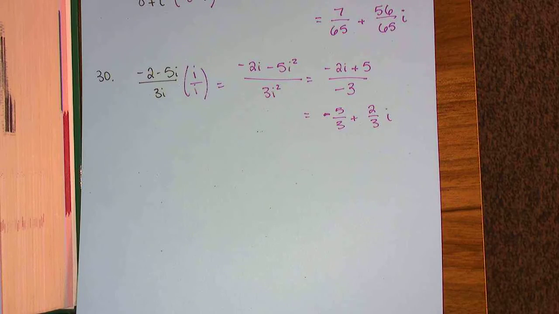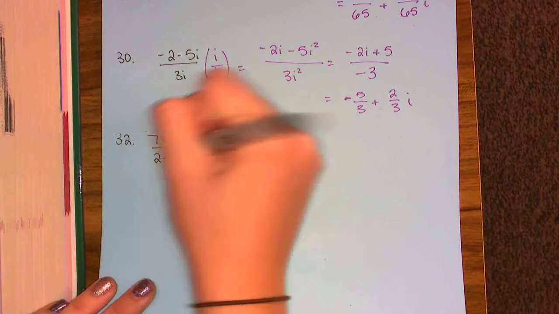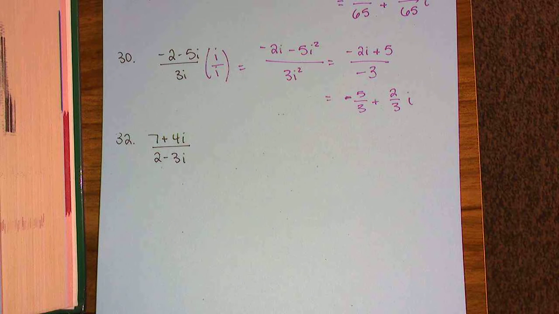Alright, I want you guys to try 32 on your paper. 7 plus 4i over 2 minus 3i. You're doing this on your own paper.